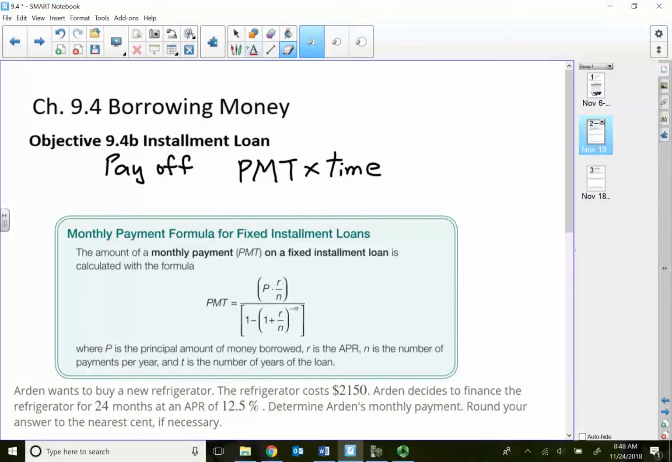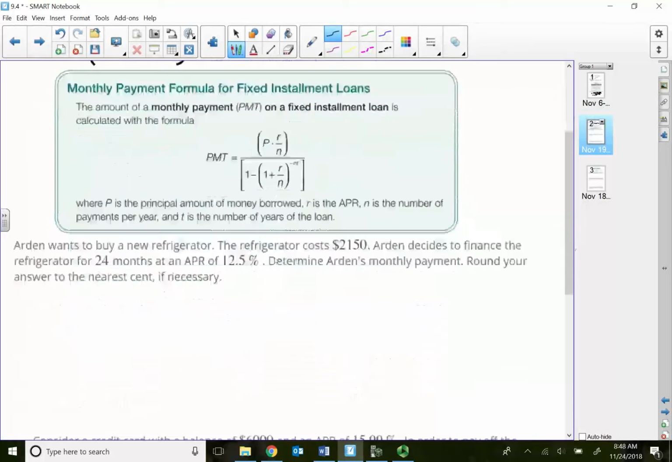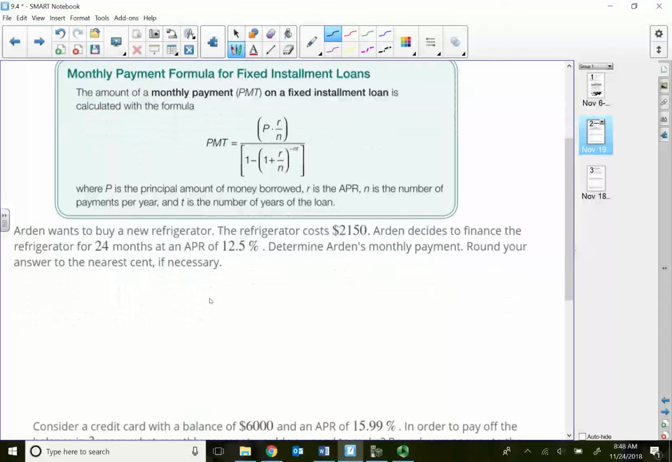So inside this payoff amount, it has your principal, the money you actually borrowed, plus the interest. In order to extract the interest, we take the payoff amount, or whatever the total amount of money you paid, and subtract off the principal. We'll do an example like that here.